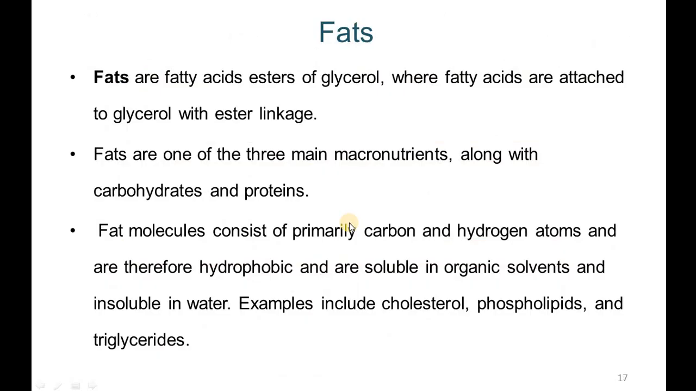Now we are just going to discuss the fats. Fat is different than fatty acid, right? You have to be clear that fats are different than fatty acid. Fats are fatty acid esters of glycerol, where the fatty acids are attached to the glycerol with ester linkage, and these are considered to be fat. Fatty acid plus glycerol is equal to fat.